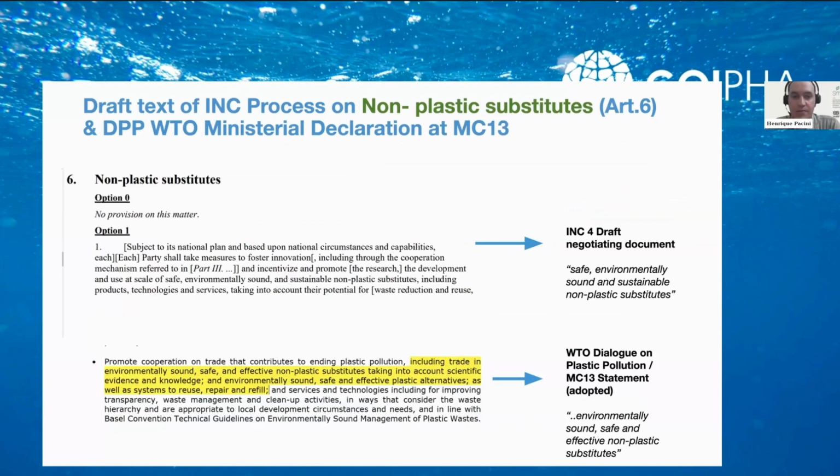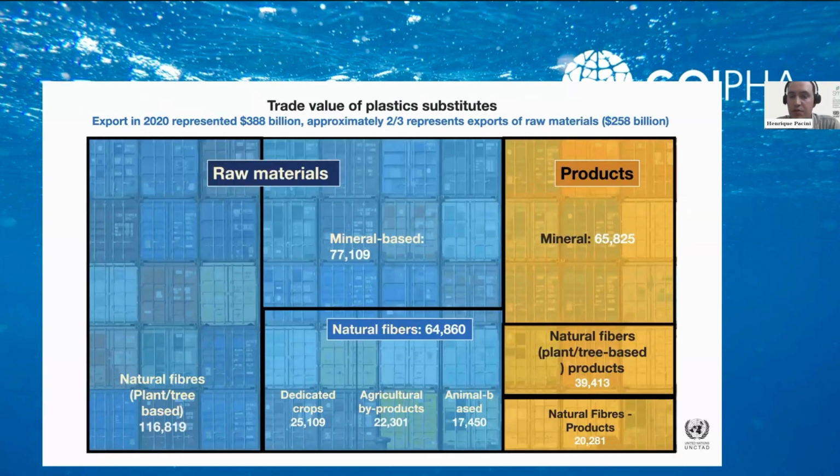Next slide, please. This is just to show that substitutes today constitute around $388 billion in trade, but most of it constitutes raw material. There's only 1/3 of it that is value-added products like paper cups or glass bottles or cotton bags. Next slide, please.